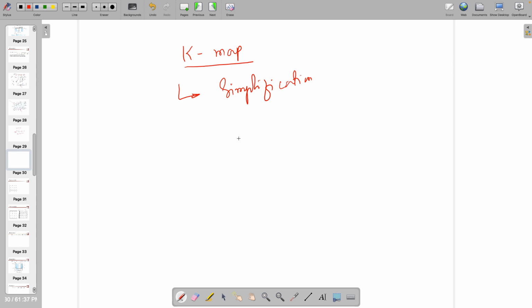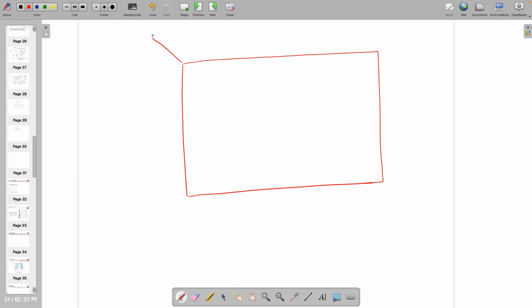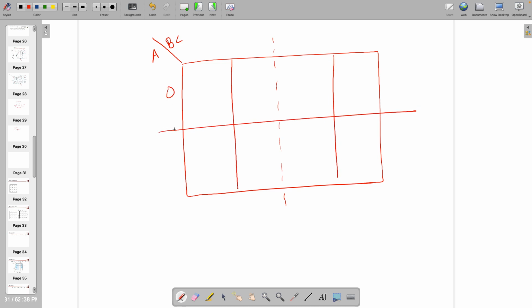Okay, so this is the thing we studied, and we also studied that through the folding mechanism, if you have, let us say, three variables, you will have the following entries.